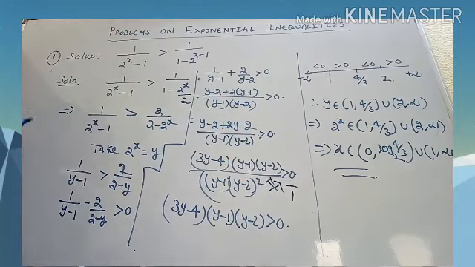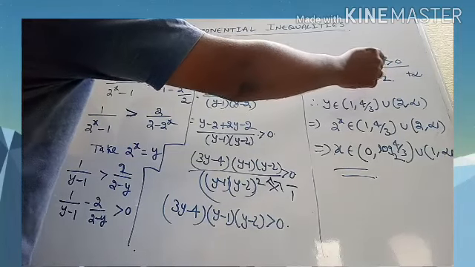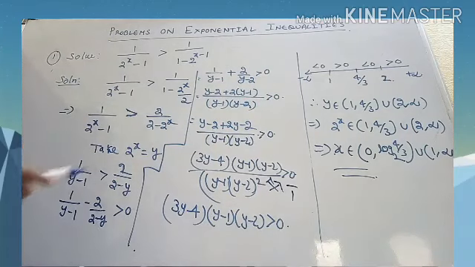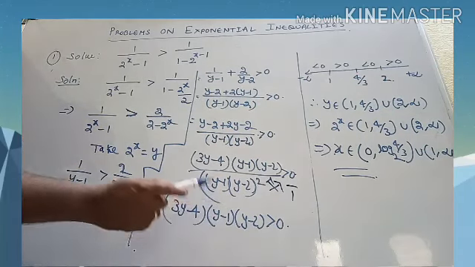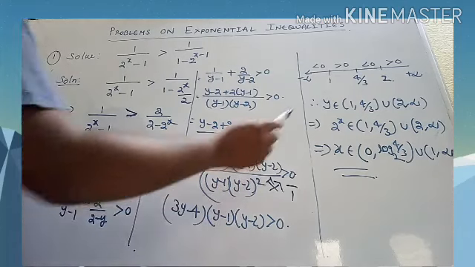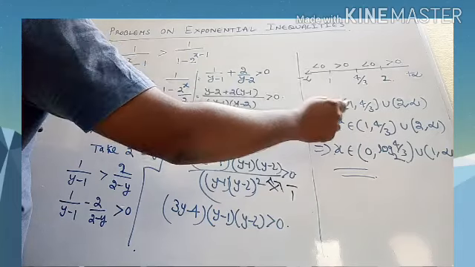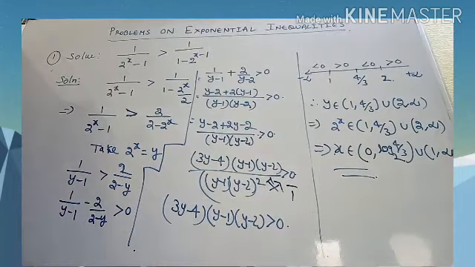In the method of intervals, the sign alternates starting from the right-hand side: greater than 0, less than 0, greater than 0, less than 0. We need the inequality greater than 0. That means y belongs to 1 comma 4 by 3 union 2 comma infinity.